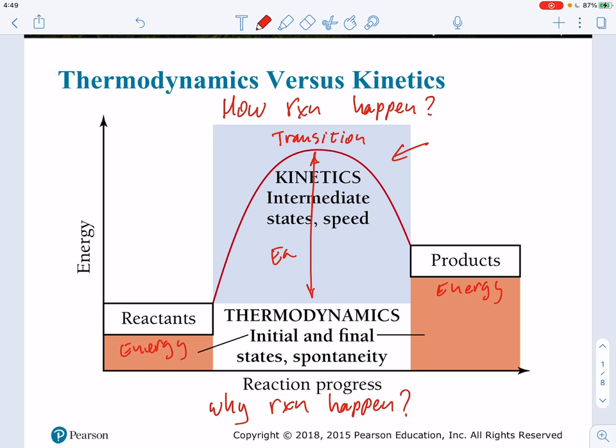Now, for chemical thermodynamics, you are looking at just a snapshot. Let's call this the initial snapshot: what you have at the beginning of the reaction, and a final snapshot: what you have at the end of the reaction. Those are the building blocks in which chemical thermodynamics works. Chemical thermodynamics pretty much controls how and when the reactions happen.